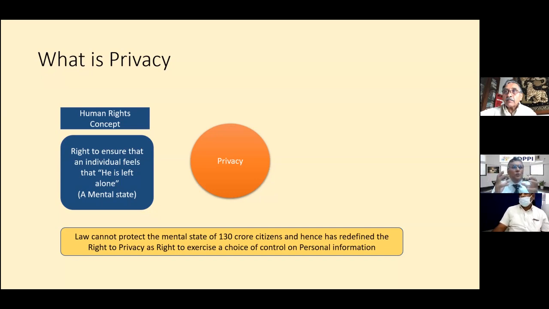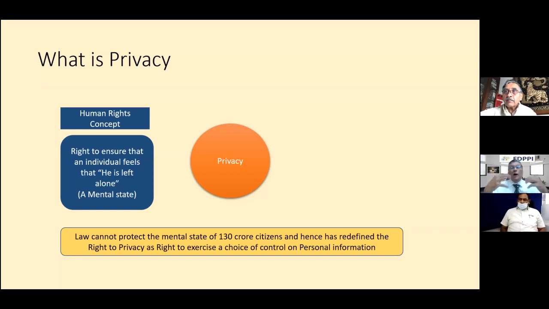So to address this state of mind in an aggregated state of a whole country and frame a law is almost an impossibility. That is why the privacy lawmakers have to some extent compromised and said, okay, we do not know what is there in the average person's mind, but we will make a law to say that every individual will have a choice to express his desire of how his privacy should be protected at a point of time. This essentially means that 130 crore Indians will have 130 crore different preferences.